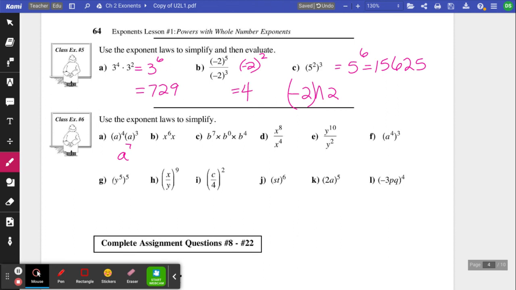Okay, how about on B? X to the what? 7. This doesn't have a 1. Oh, remember Ben? Has a little 1 on it. If you don't see an exponent, there's automatically a 1. So now we add those together and we get an x to the 7. Okay, how about C? You're multiplying. The bases are the same. Keep the base, add the exponents.